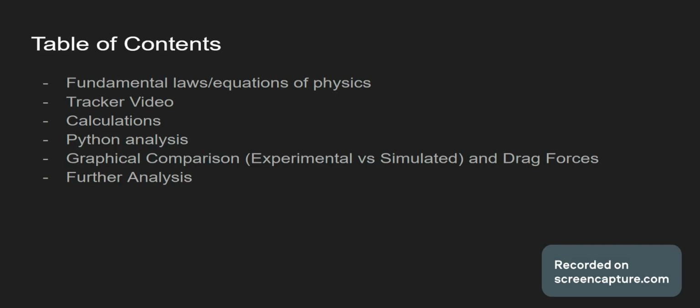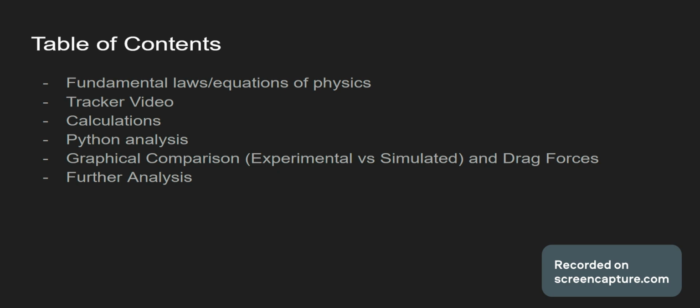Table of contents. In this lab, we're going to go over the fundamental laws and equations of physics. There's going to be a tracker video of a ball being dropped, and we're going to have calculations of how drag affects the ball. Then a Python analysis or simulated experiment where there's no drag affecting it. After that, we're going to have a simulation where there is drag affecting it.